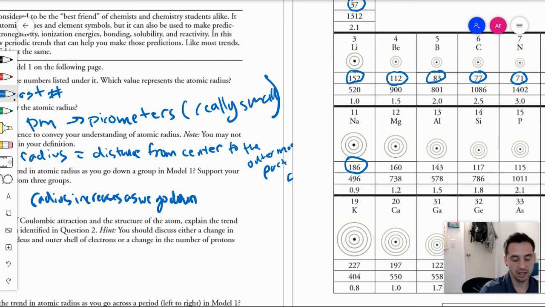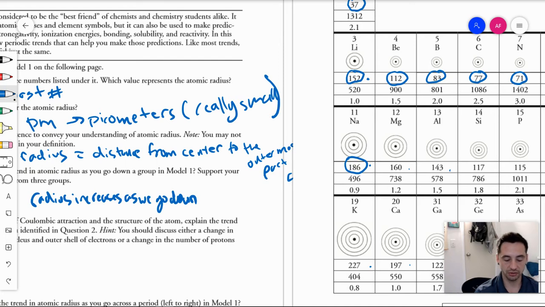If you look here, lithium, sodium, potassium, it goes from 152 to 186 to 227. So it gets bigger. Look at the second group, 112, 160, 197. And then the last one here, 83, 143, 122. Oh, there's an exception. Okay, like we said, the trends are not perfect. Okay, there are some exceptions to the rule, and that's okay. Okay, we're not going to really worry about the exceptions right now.